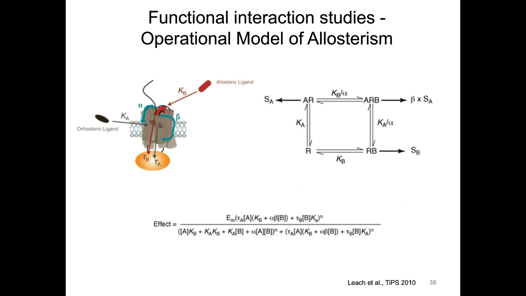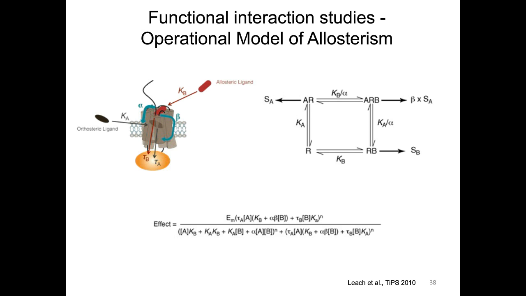And so to do this, we use an operational approach that combines the ternary complex model that's been introduced by Mary, and we combine that with the operational model of agonism described by Black and Leff back in the early 80s. And this allows descriptions of the effect of modulators on stimulus response, namely through beta, which describes modulatory action on orthosteric ligand efficacy, and tau B, which describes the efficacy of the modulator in its own right. And we still have those other parameters that Mary described, alpha, the cooperativity between the allosteric ligand and orthosteric ligand affinity, and the KB, which describes the allosteric ligand affinity.